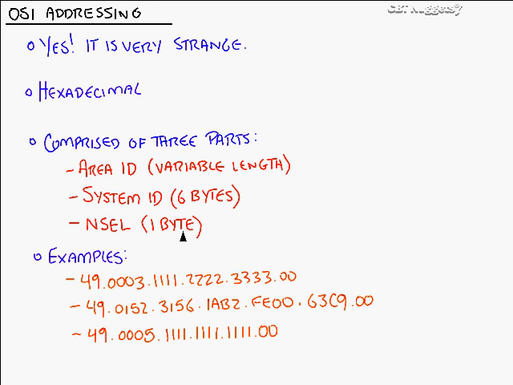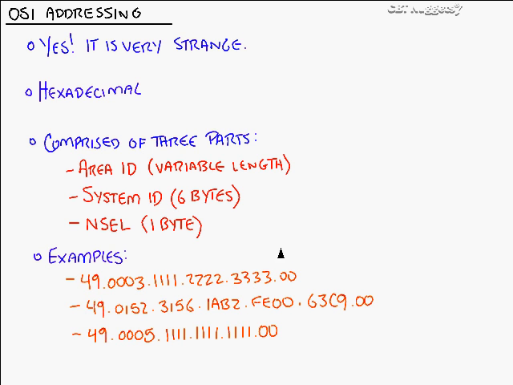The N cell is 1 byte of information, system ID is 6 bytes, and the area ID is a variable length. Now they go in this order, and the reason I put these lengths is you have to learn to read these addresses from right to left, which if you're an American, you're used to reading a book, that is totally counterintuitive. You're used to going left to right. Here we go right to left, and here's how it works.